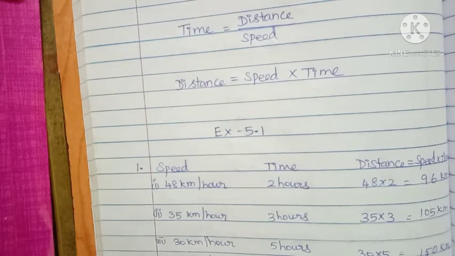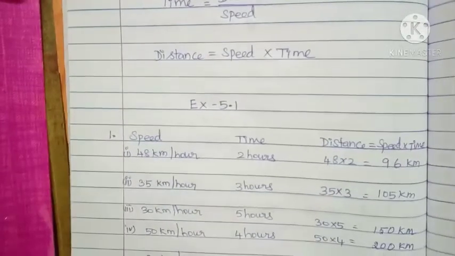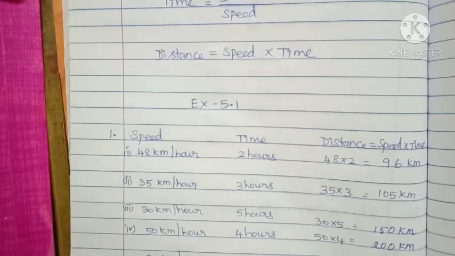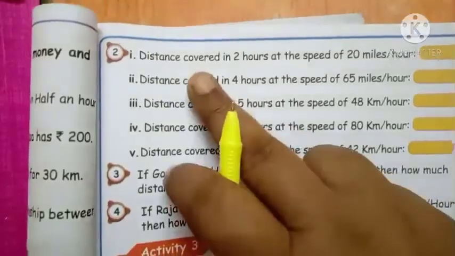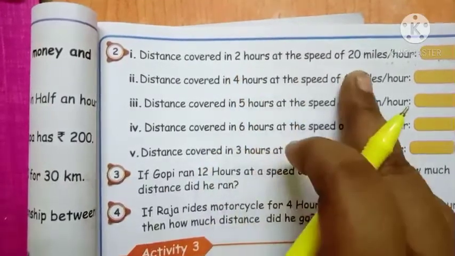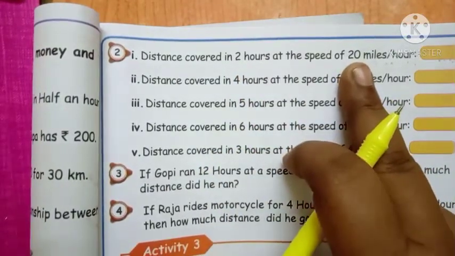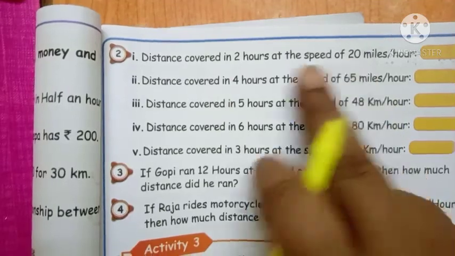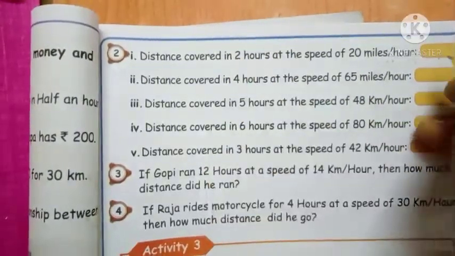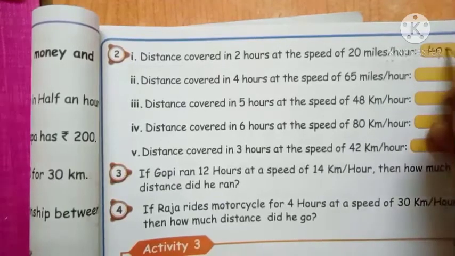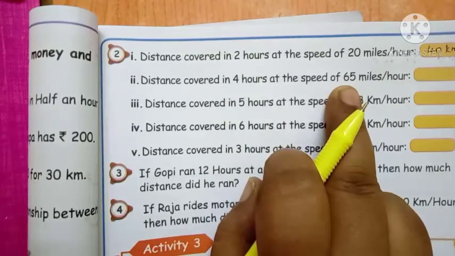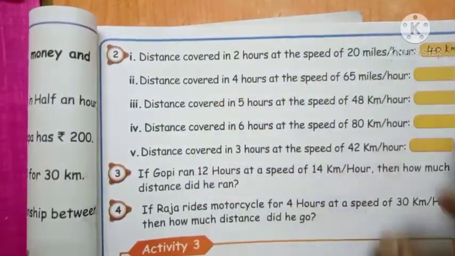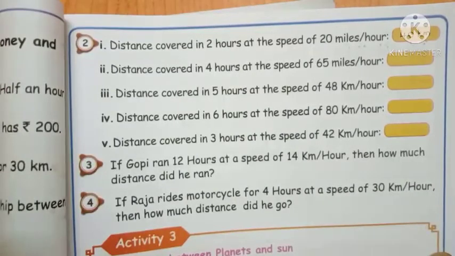You find out the distance. Here only speed and time are given. It is easy to multiply and get the answer for distance. So the distance, you mention in kilometer. The same thing is given here as a word problem. Distance covered in 2 hours, speed 20. So you find out the distance by 20 multiplied by 2 hours. 20 multiplied by 2 equals 40 kilometer. The next one, 4 hours, 65 mile. So 65 multiplied by 4, you get the answer. So directly you do multiplication and get the answer.